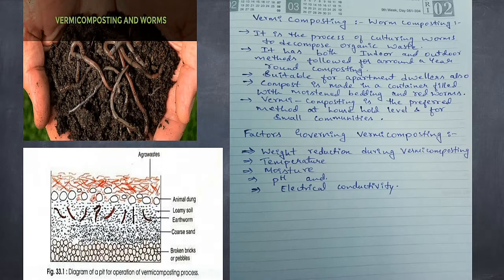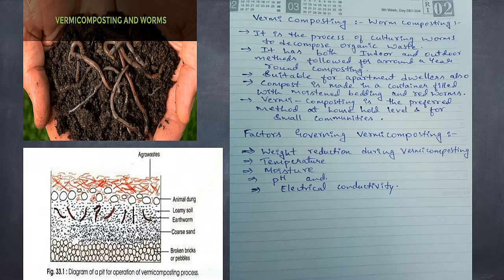So next, it is the last concept of composting, that is vermicomposting. As per the name only, we can say that vermicomposting represents worm composting. Nothing but here in this process, the worms are playing the main role in decomposing the organic waste.